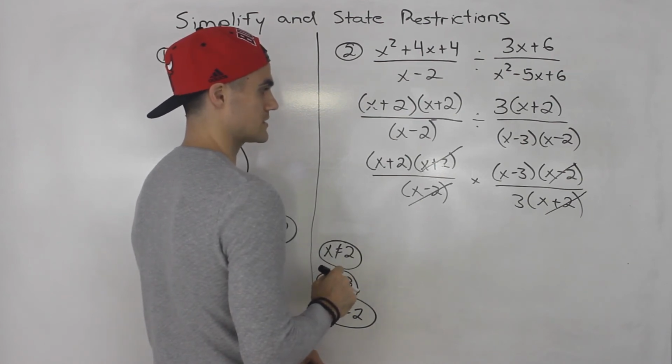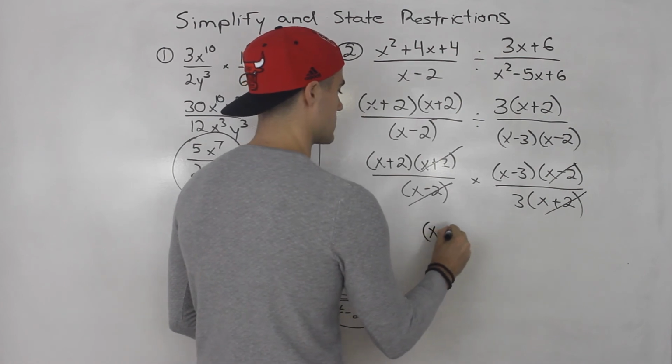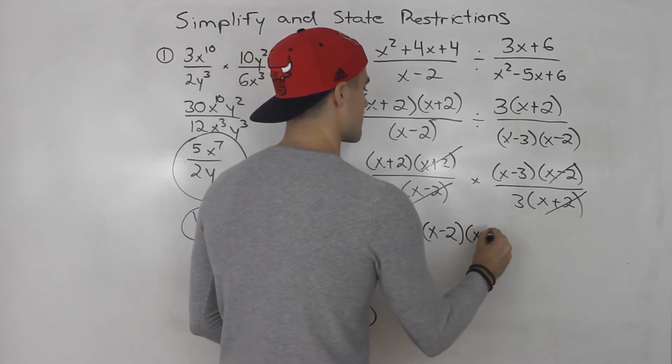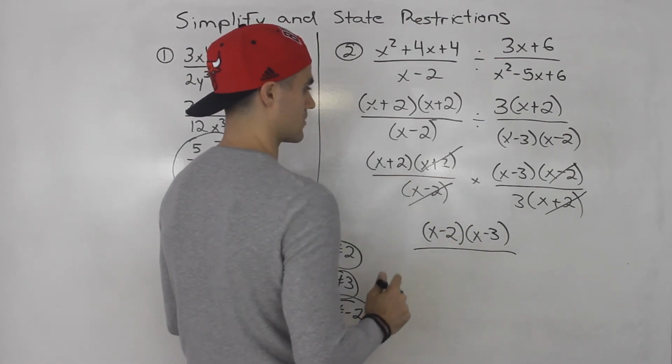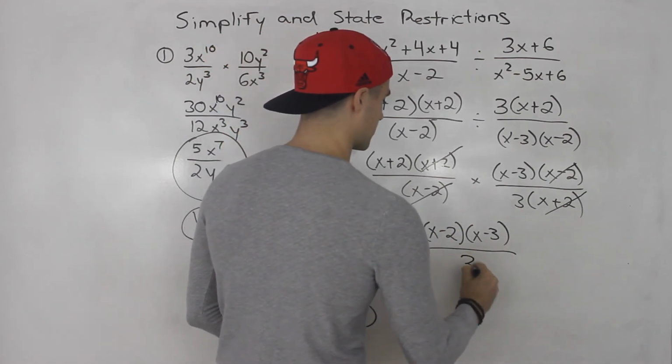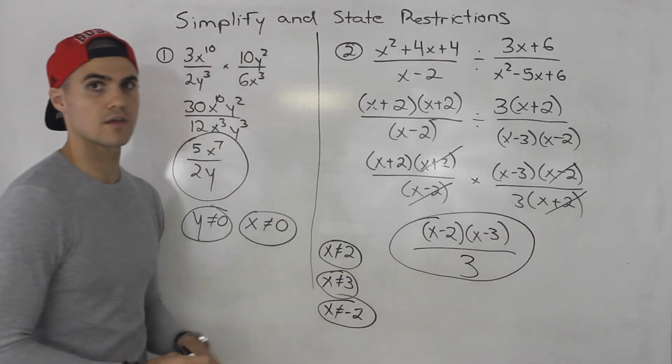And I think that's it. Nothing else will simplify. So x plus 2 times x minus 3, and then in the denominator, we'll just be left with a 3, I believe. Yeah. So that's what it simplifies to, and those are the restrictions.